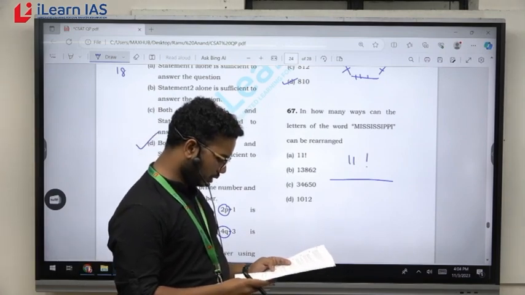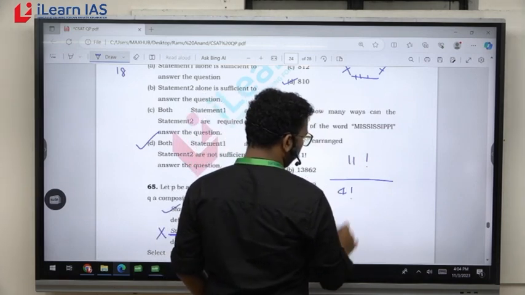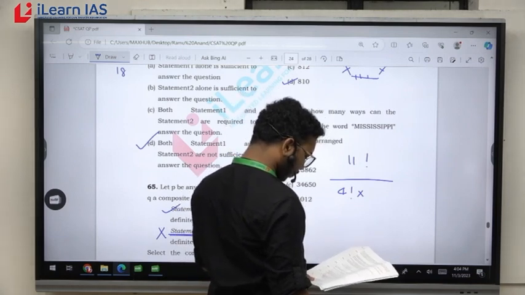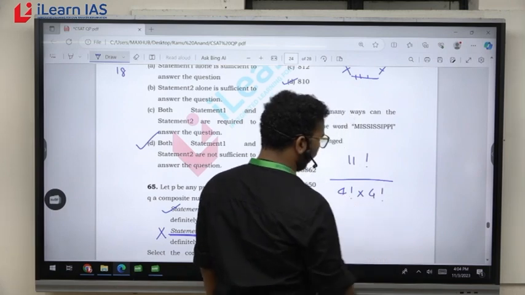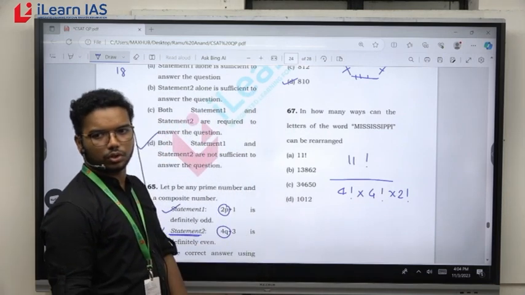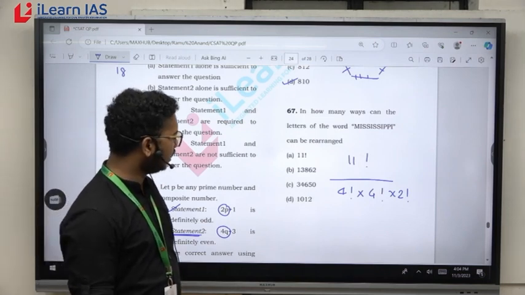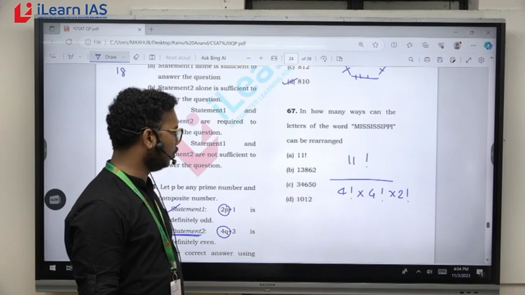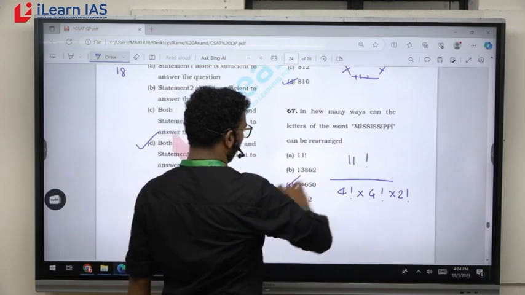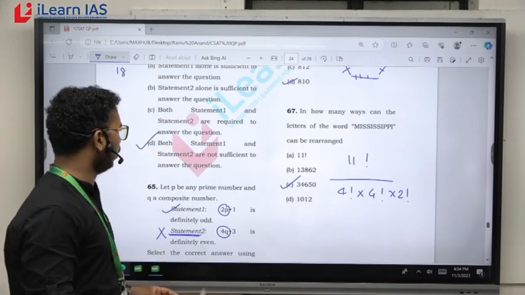Now എത്ര repetitions ഉണ്ട്? We have 4s. 4s ഉണ്ട്. So 4 factorial repeat ചെയ്യും. Into എത്ര ഉണ്ട്? 4i. So again 4 factorial and 2p. So total ways divided by the repeated ways. Answer is 11 factorial by 4 factorial into 4 factorial into 2 factorial. Answer will be 34650.